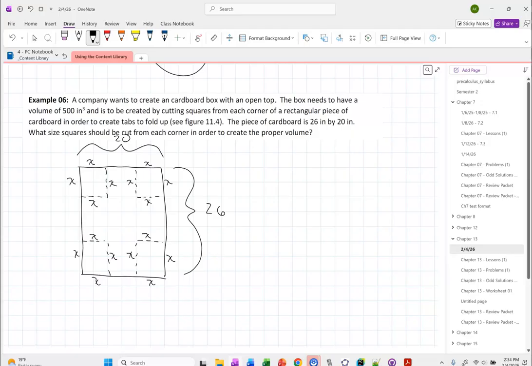Is everybody okay with the picture I've drawn? Now, this thing needs to be a box, right? We're folding this up to make a box. What is the volume equation for a box? Is it like geometry? Length times height times width. There you go. Length times width times height. Perfect.